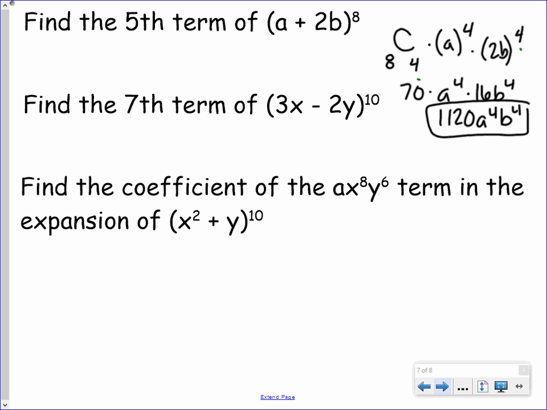Can you do some setup for that second one real quick? See if you could do the setup for the 7th term. What would you do to find the 7th term of 3x minus 2y raised to the 10th? See if you can get those numbers correct, and then we'll put up answers and see if we agree.